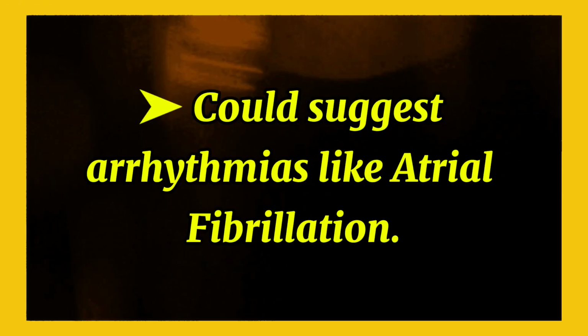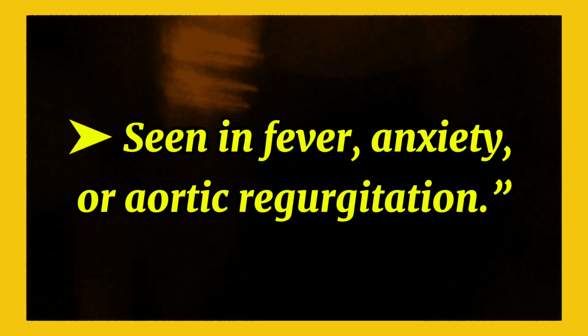Irregular pulse could suggest arrhythmias like atrial fibrillation. Thready or weak pulse, seen in shock or blood loss. Bounding pulse, seen in fever, anxiety, or aortic regurgitation.